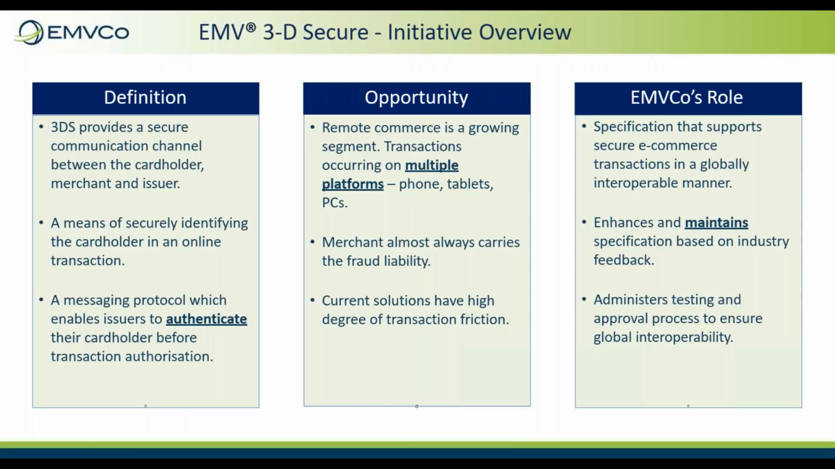And there are solutions in place. There is 3DS 1.0 that's currently in place. And while it's effective in combating fraud, there's also a high degree of friction incorporated into the transaction. And that's something that we wanted to address in 2.0. So what's EMVCo's role? Well, again, it's to create a specification that supports secure electronic commerce transactions in a globally interoperable manner. Same core role that we have for all of our spec work. Our role is to enhance and maintain the spec. And in the 3DS space, our role is to also provide a testing and approval process to confirm global interoperability of solutions that are being implemented.